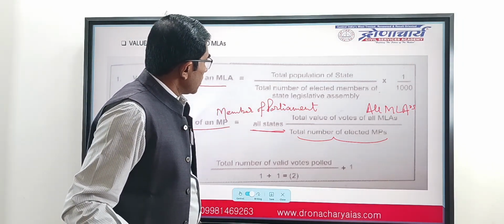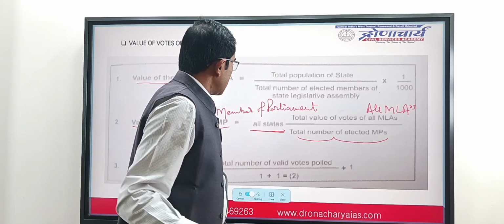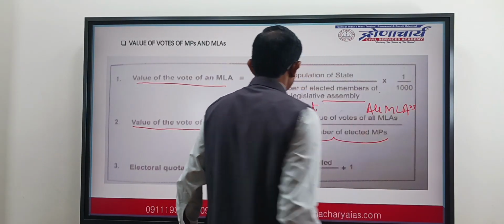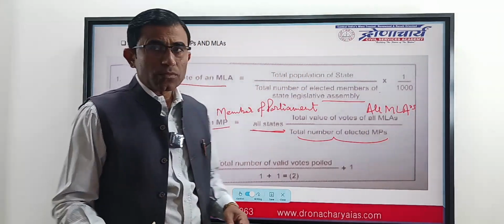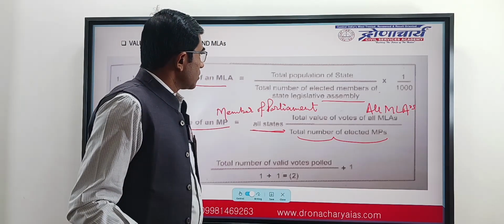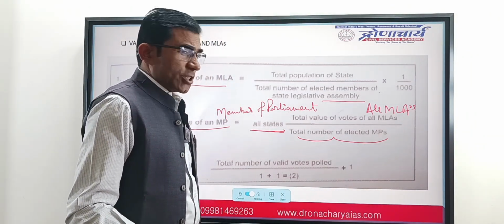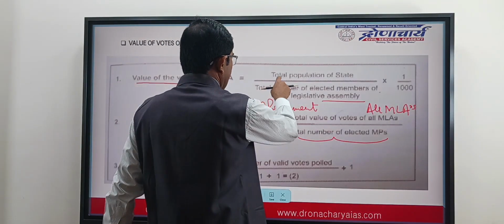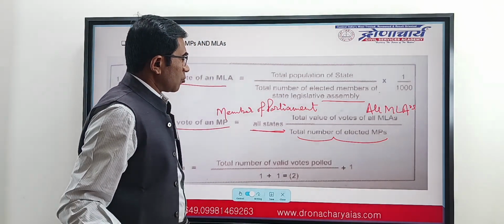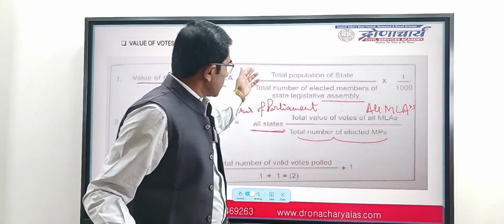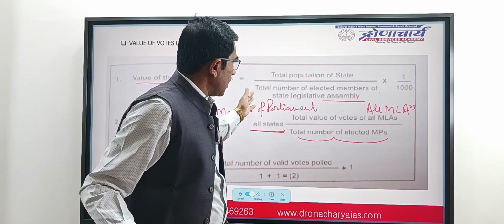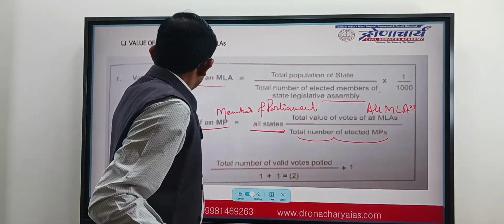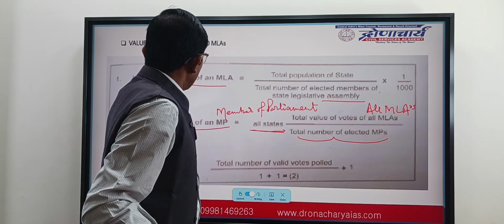The value of the vote of an MLA is found by dividing the total population of the state by the total number of elected members of the state legislative assembly. Suppose, for example, UP's population is near about 18 to 20 lakh. Divide this by the total number of elected members of the state legislative assembly to find the value of the vote of an MLA.